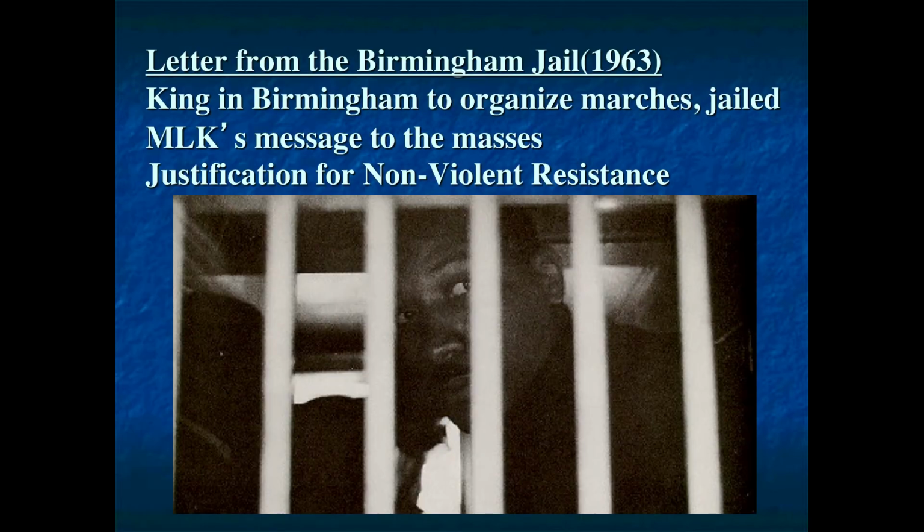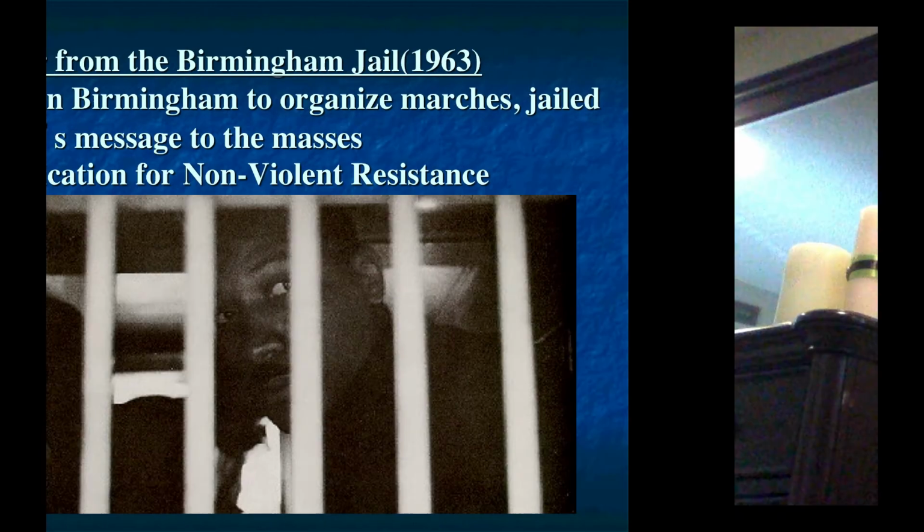Okay, but while King is there in Birmingham, once he arrives and tries to organize adults, Bull Connor throws him into jail. And that's when Martin Luther King writes his famous Letter from Birmingham Jail in 1963, talking about what his goals are, what he's trying to accomplish in the marches, because he had many critics. Even Black people were telling him to stop and telling him that he's giving the wrong message.